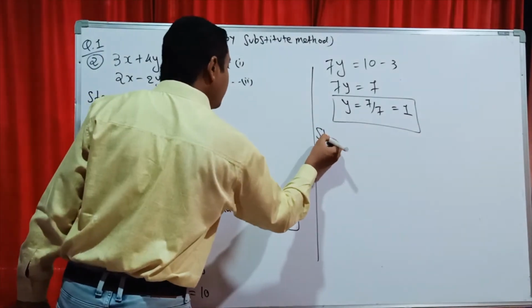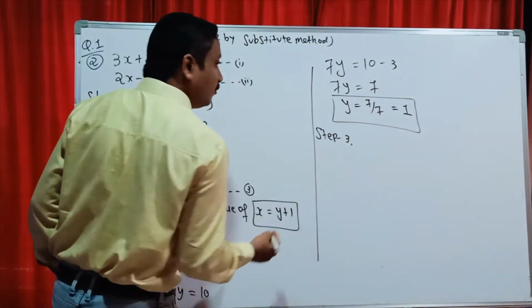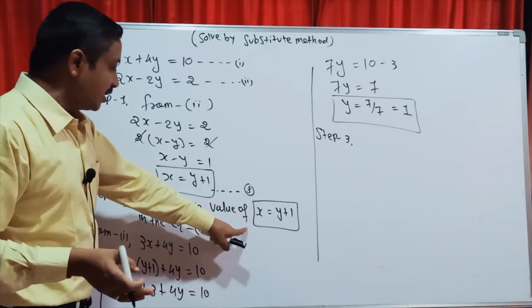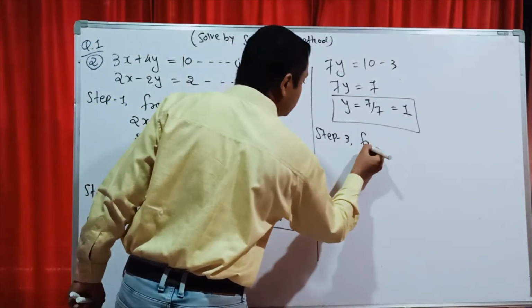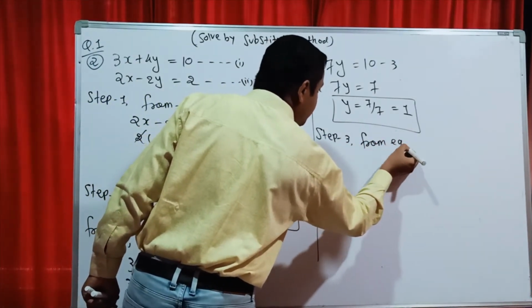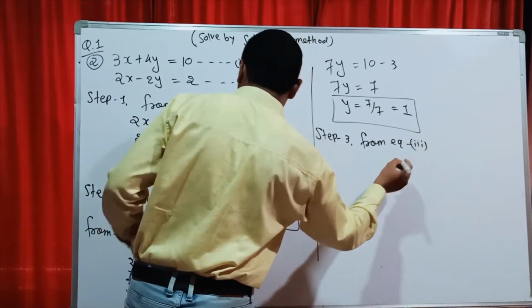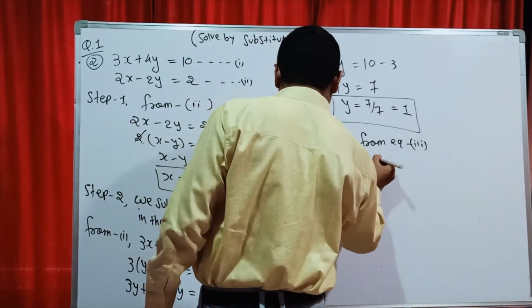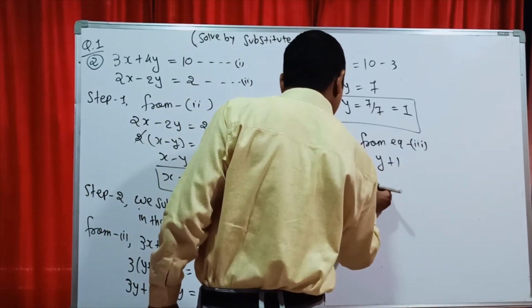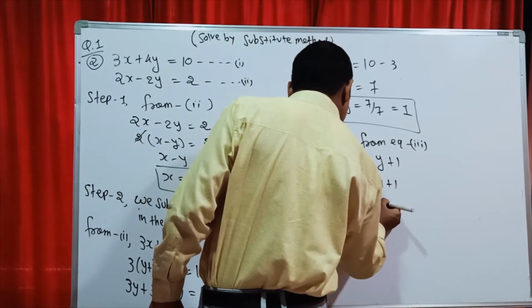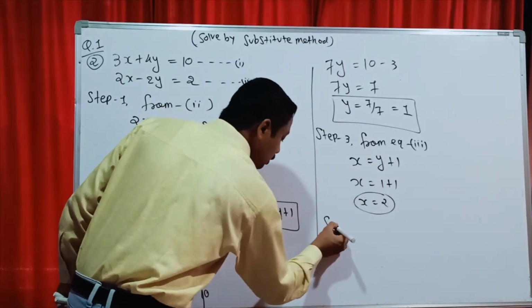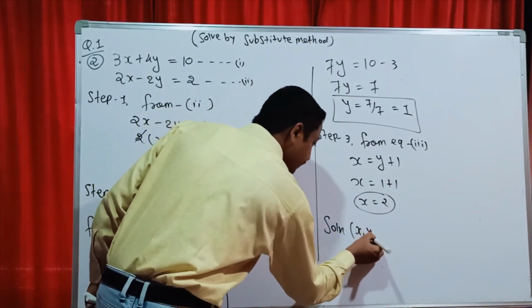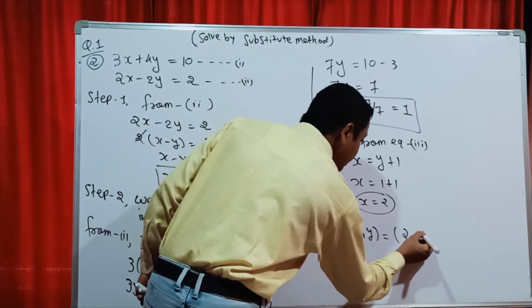Now step 3. Always utilize in step 3 our third equation. So from equation number 3, what is the third equation? x is equal to y plus 1. So here 1 plus 1, your answer is x is equal to 2. So my solution x comma y is 2 comma 1.